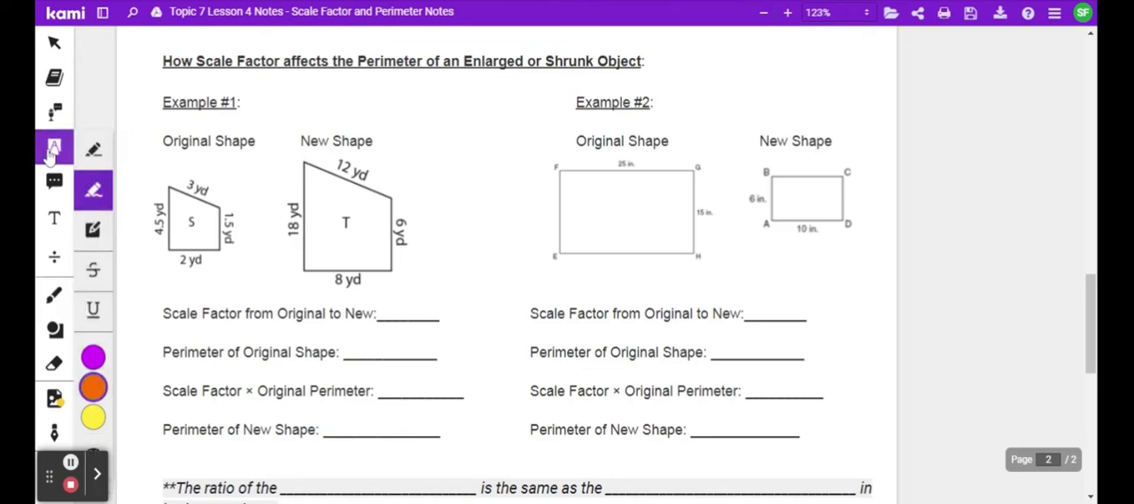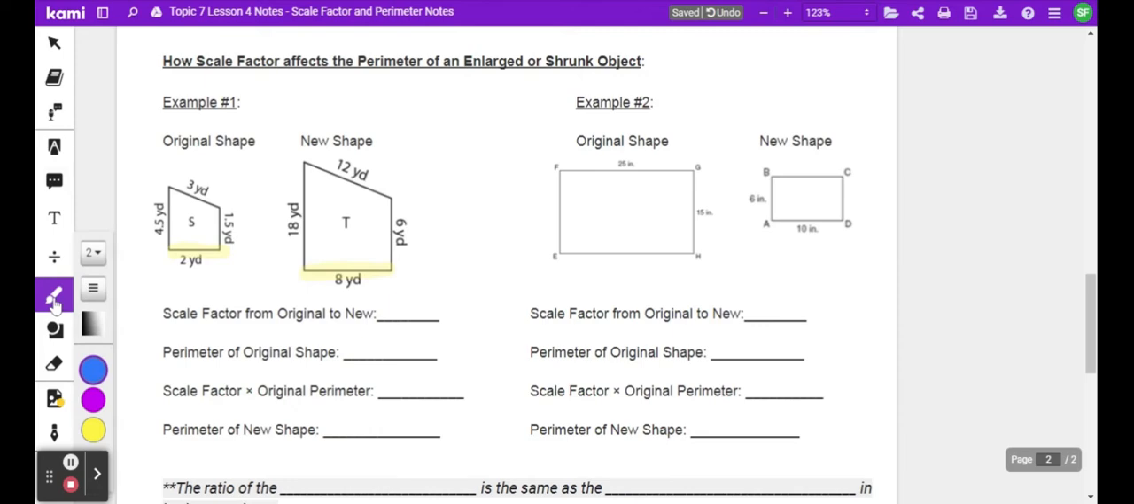So I'm going to use the pattern strategy to figure out the scale factor from the original to the new. I'm going to use the bottom edge. The bottom edge of the original was 2. The bottom edge of the new shape is 8. And I can see that to go from 2 to 8, I can mathematically just multiply by 4. So that tells me that the scale factor from the original shape to the new shape is 4. The new shape is 4 times larger than the original shape.